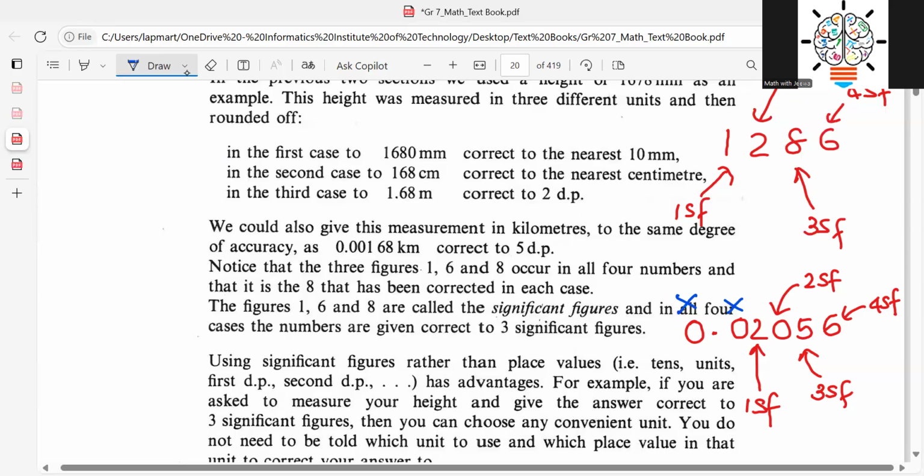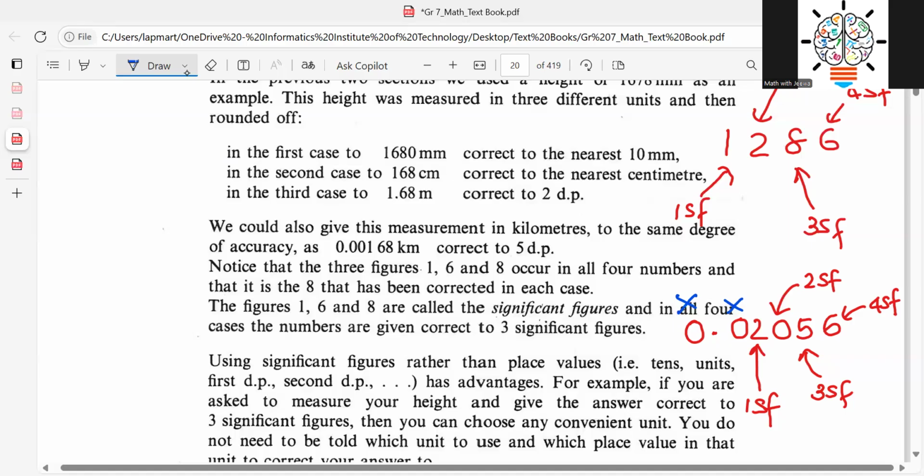Now you might think, teacher said that 0 is not a significant figure. Yes, 0 is not a significant figure until you come across the first significant figure. After you mark the first significant figure, which is a number between 1 and 9, then you come across a 0, so that will be a significant figure. Hope it is clear for all of you.